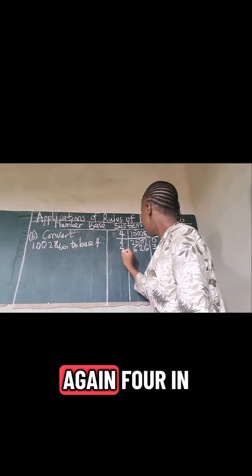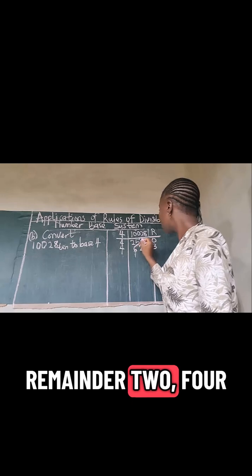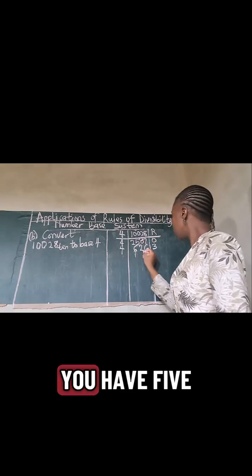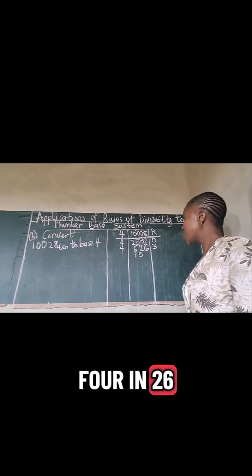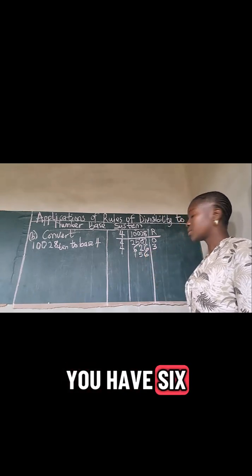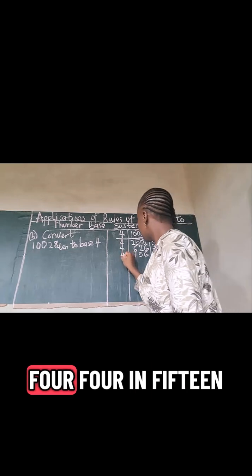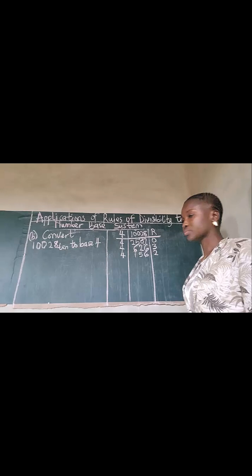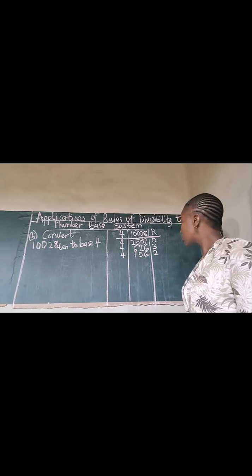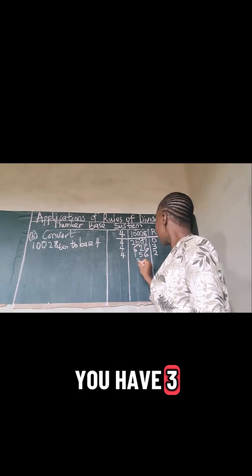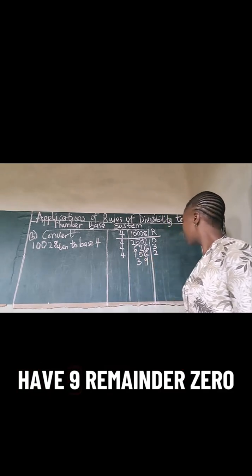You bring out our 4 again. 4 in 6, you have 1, remainder 2. 4 in 22, you have 5, remainder 2. 4 in 26, you have 6, remainder 2. Bring out your 4. 4 in 15, you have 3, remainder 3. 4 in 36, you have 9, remainder 0.